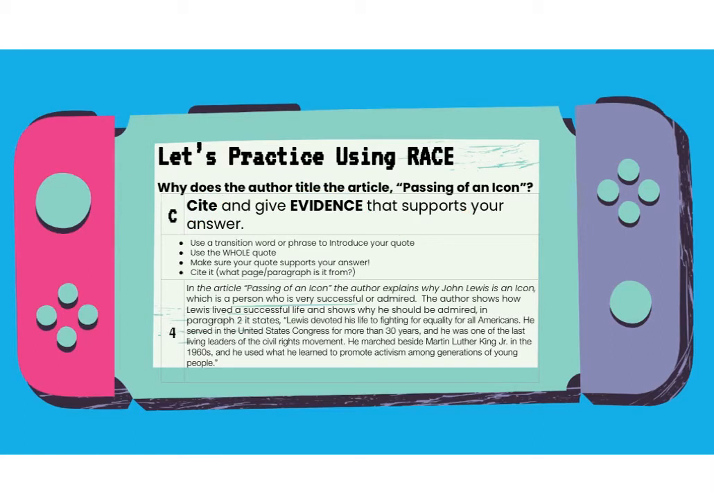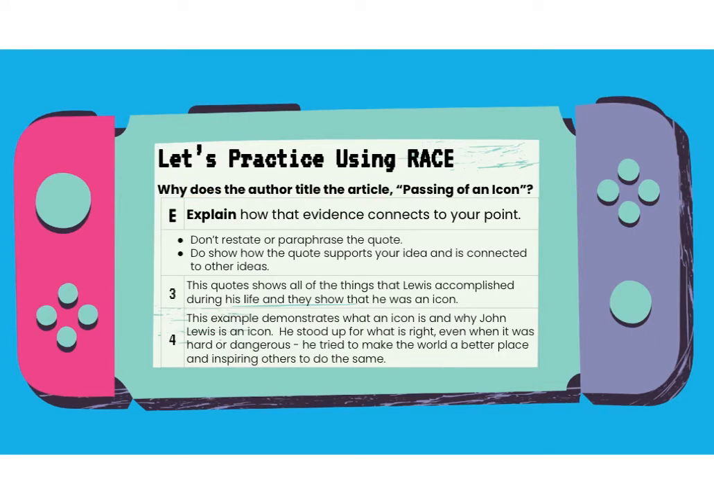Now a level 4, okay, a level 4 steps it up again, but we're still doing the same things. So in this one, we're looking at the author shows how Lewis lived a successful life and shows why he should be admired in paragraph 2. It states, so that's a really kind of long intro. That's why it's a 4, because it's much more complicated and difficult. But I've included still, I'm citing, this is paragraph 2. I'm still naming that. And then I'm including evidence from the text.